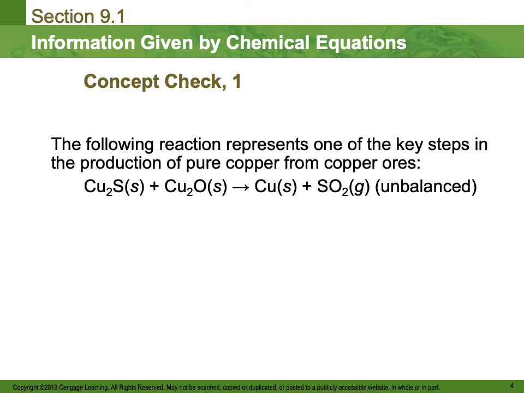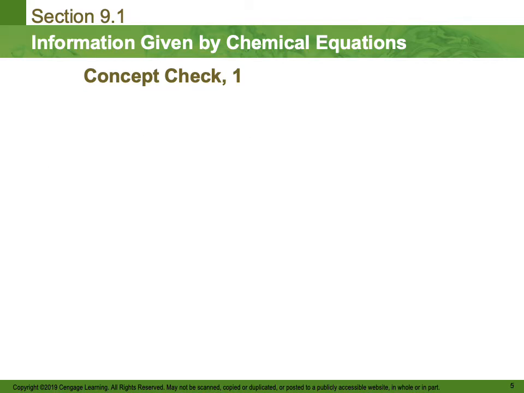So let's try an example. Here is an unbalanced equation for the reaction between copper(I) sulfide, Cu2S, and copper(I) oxide, Cu2O. The products of this reaction are copper, solid, and SO2 gas. Now, this doesn't fit any of the patterns of substitution that we saw in our classifications. It doesn't matter. They're not asking us to classify it. So the first thing we need to do is to balance this equation.